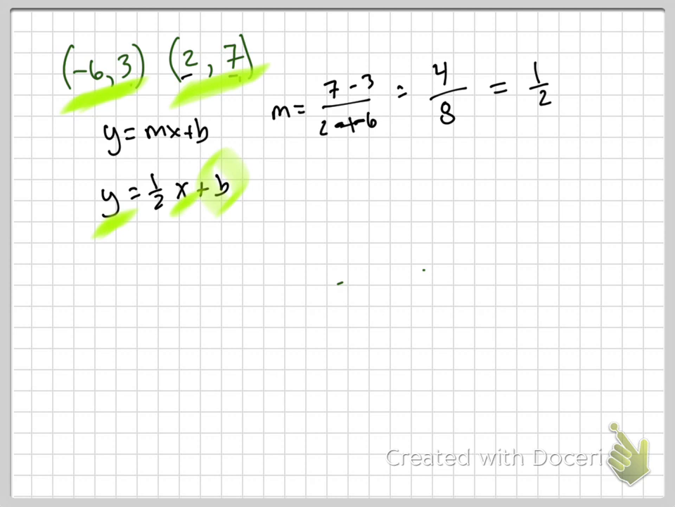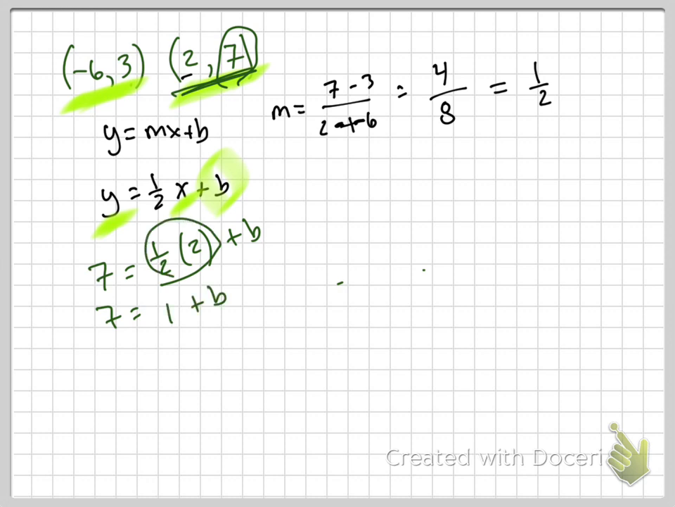So I'll use this one. So I'm going to plug this in for y. 1 half, plug 2 in for x. So I get 7 equals, what's half of 2? 1 plus b. And I could subtract 1, and I could subtract 1, and I get b equals 6.